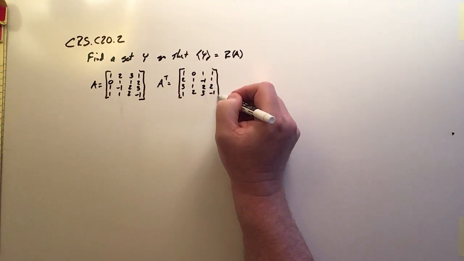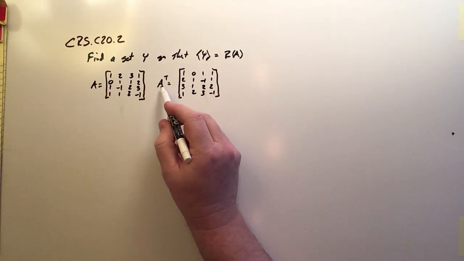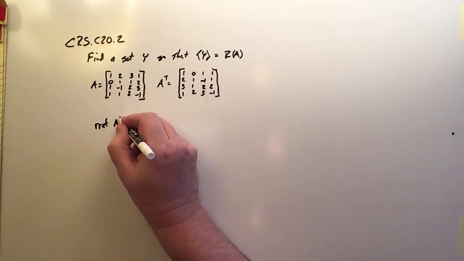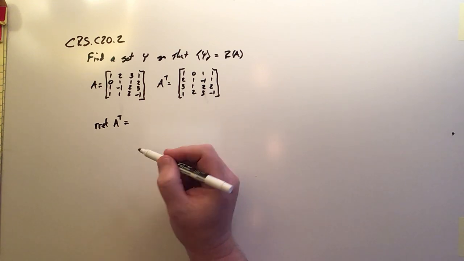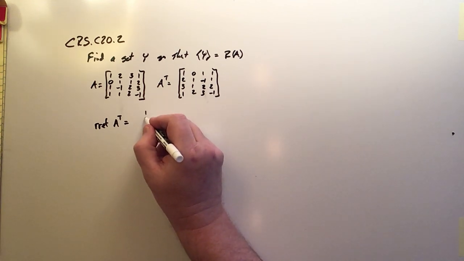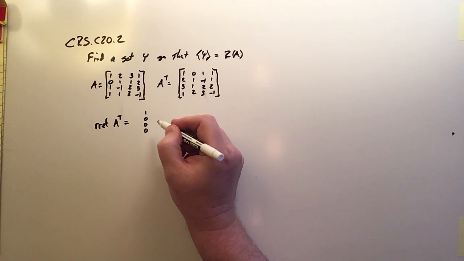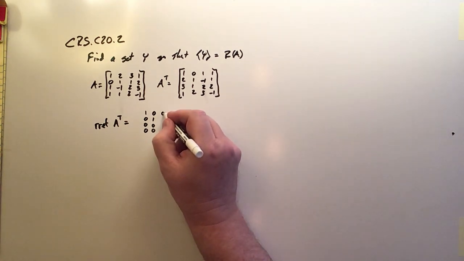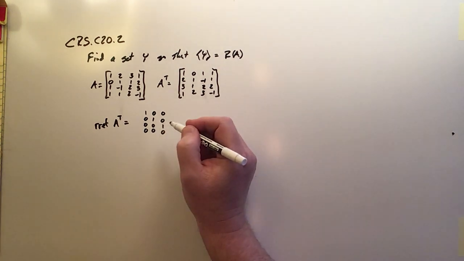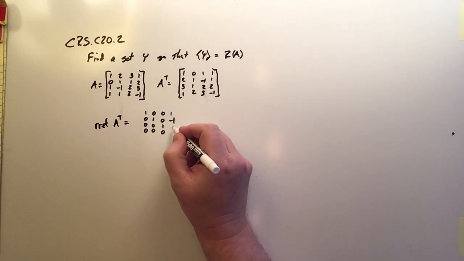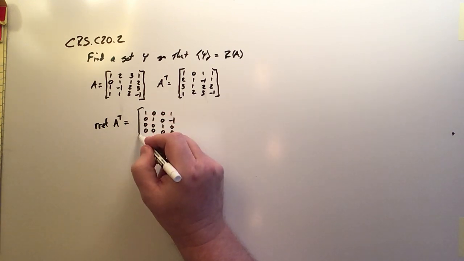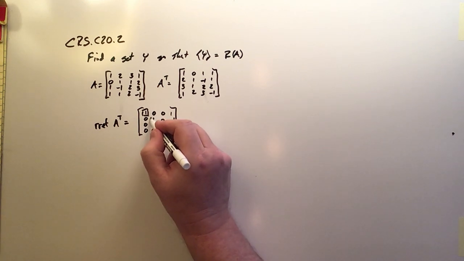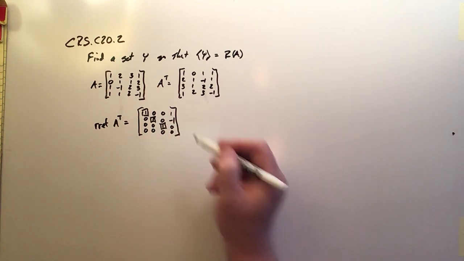Okay, and then once we have the transpose, now we want the reduced row echelon form. So I want RREF of the transpose. And that's going to give me, in this case, 1, 0, 0, 0, 1, 0, 0, 0, 0, 1, 0, and 1, negative 1, 0, 0. So it's a pretty clean reduced row echelon form. We end up with 3 pivot columns in column 1, column 2, and column 3, okay?